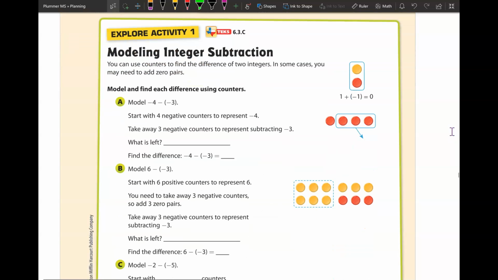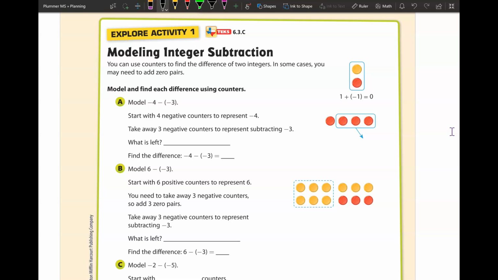It says explore activity 1, modeling integer subtraction. You can use counters to find the difference of two integers. In some cases, you may need to add zero pairs. So we'll see what that means in part B. It says model and find each difference using counters. A, model -4 minus -3.